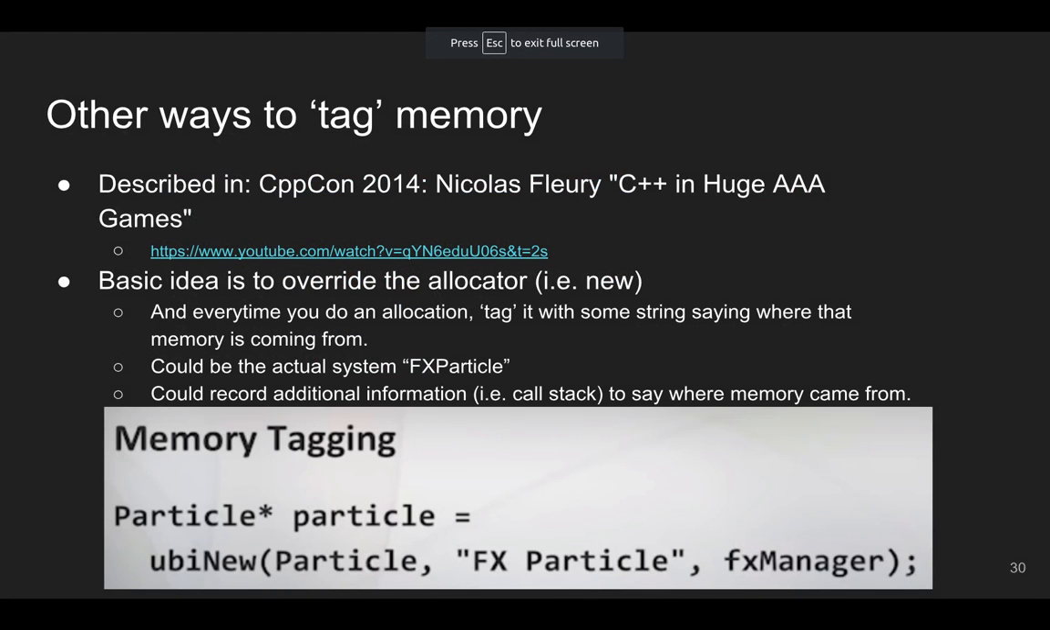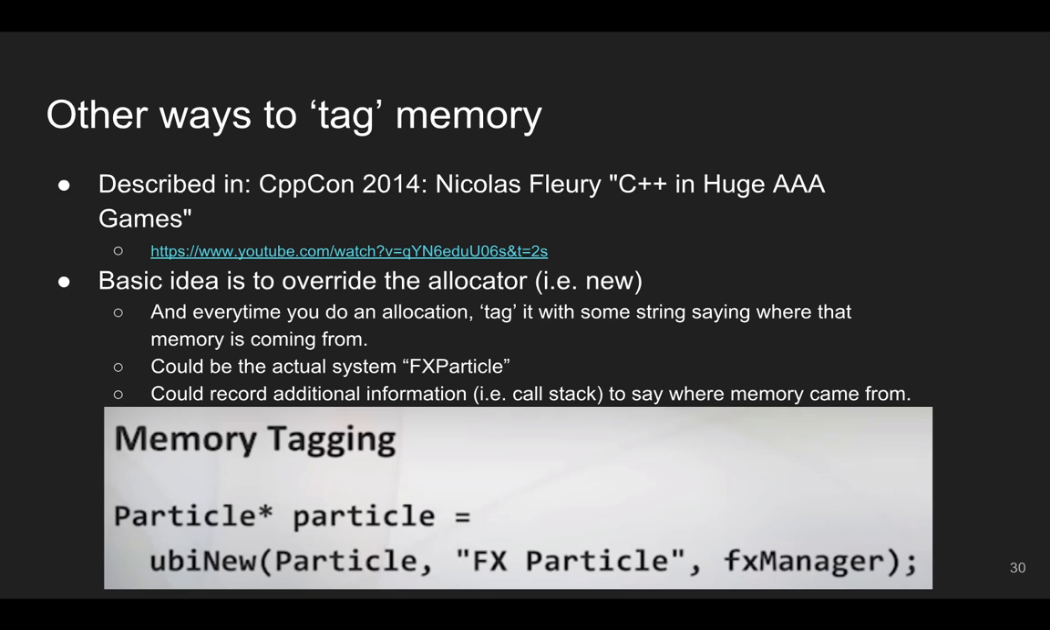Another way to think about tagging memory, and this is more in game engine design, is a nice talk from Nicholas Fleury. I think he is at Ubisoft, on how they use these tools in their AAA games. But the basic idea is to say, every time you use new or are allocating memory, just write your own wrapper over the new function. So in this case, they called it UBnew for Ubisoft.